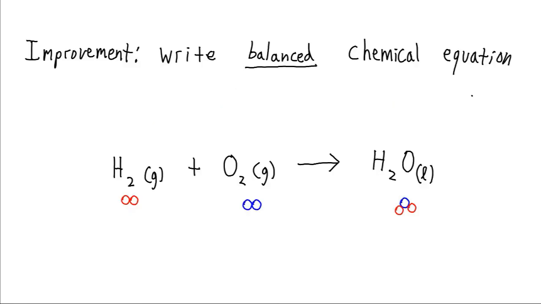To improve our notation, what we are going to do is write what's called a balanced chemical equation. Balanced because we have the same quantities of atoms and same amount of mass on the left side as we do on the right side. Now our problem was that we had two oxygen atoms on the left side and only one oxygen atom on the right side. The way to fix that is pretty straightforward. Just double the amount of water molecules on the right side here. And now we have all the oxygens that we need.